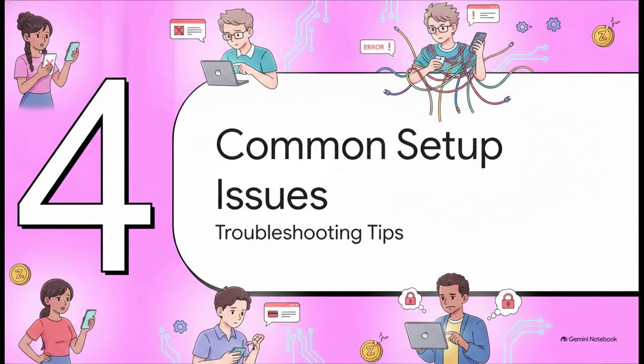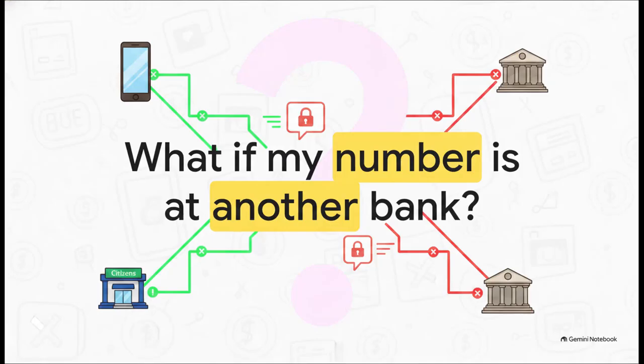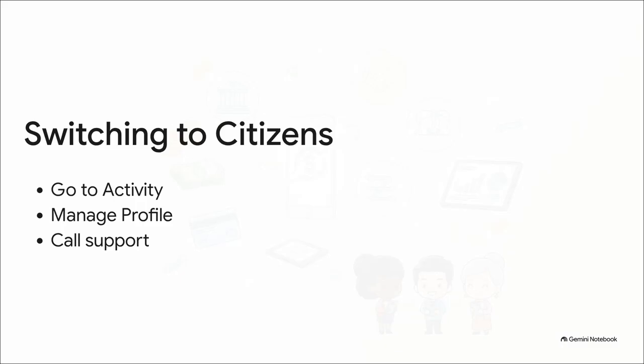Let's switch gears a bit for Section 4, Solving Common Setup Issues. So even with a super simple setup, you might occasionally hit a snag. Let's quickly tackle the absolute most common hurdle you might face when registering. This is the number one issue people run into by far. You go to set up Zelle at Citizens and you get this annoying error message saying your phone number or email is already tied to a totally different financial institution. Well, don't panic because the fix is actually incredibly easy.